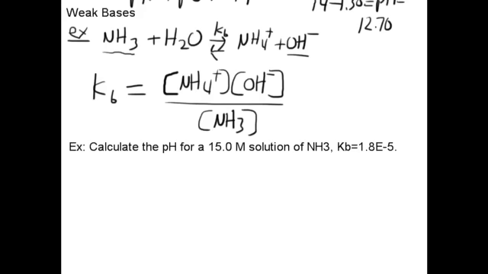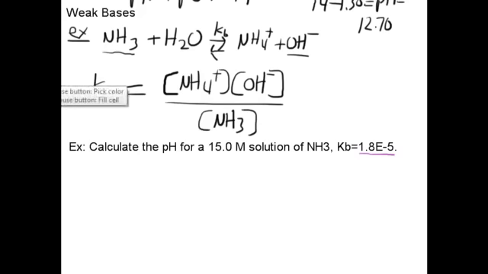Now let's do an example of finding pH for a weak base. For example, calculate the pH for a 15.0 molar solution of NH3. NH3 has an equilibrium constant Kb equal to 1.8 times 10 to the negative fifth. On a side note, notice that this equilibrium constant is the same as the Ka for acetic acid. That actually shows up in the multiple choice of AP tests sometimes. So apparently they want you to know that value, which I think is kind of silly. But if you want those points, then you'll learn that value.